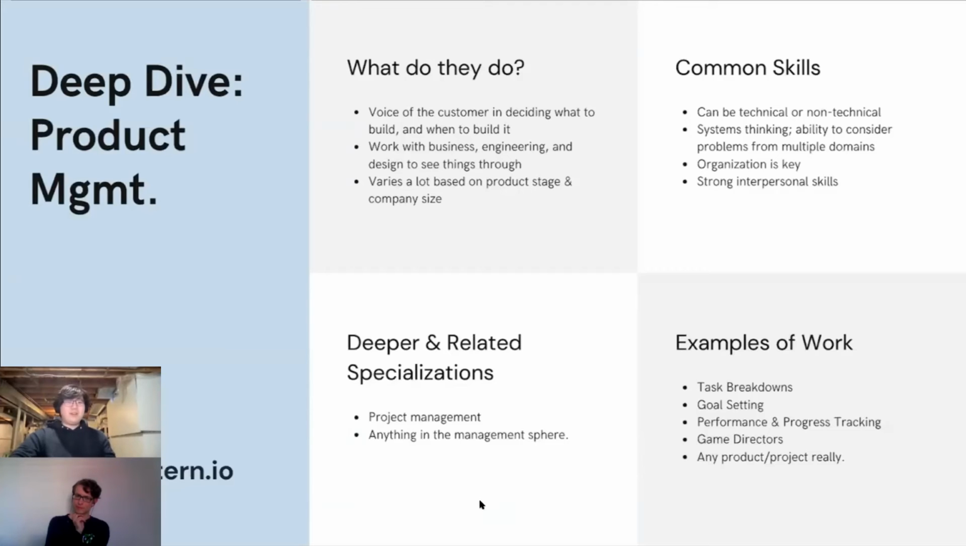Deeper and related specializations. There's really two here, which is one, project management, which is not product management, because product management deals with the direction the product is going to go, whereas project management involves managing people to make sure that they are on track and have all the tasks they need broken down to succeed. Product managers can do project management responsibilities in terms of ensuring their team is working effectively. However, it is much more difficult for a project manager to become a product manager, because systems thinking is key to success.